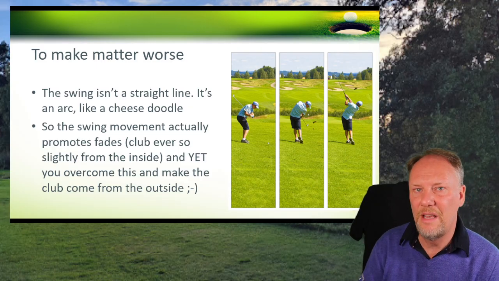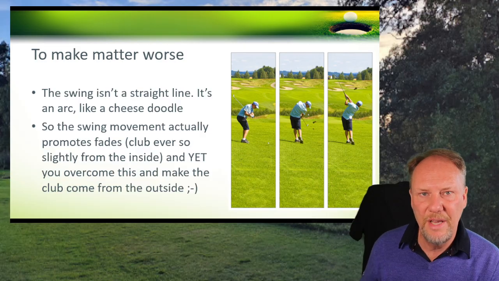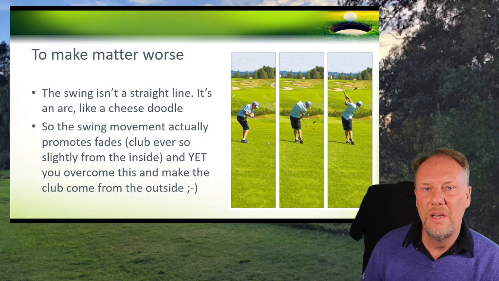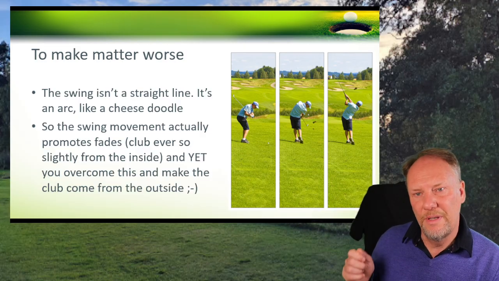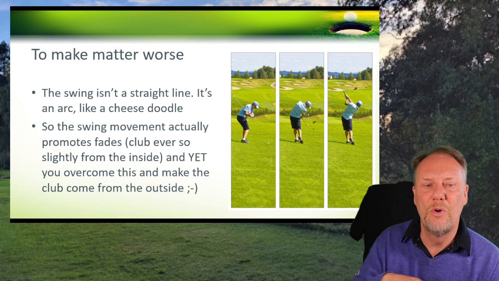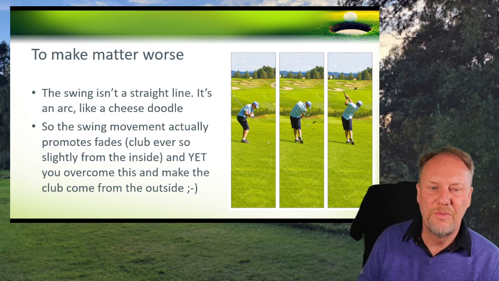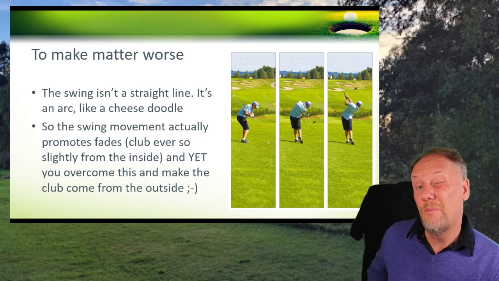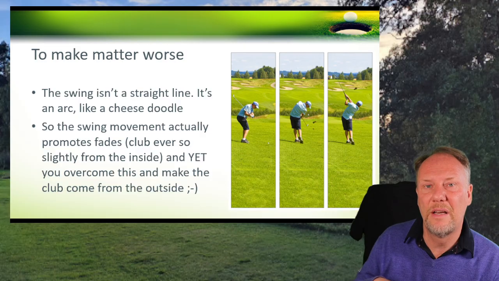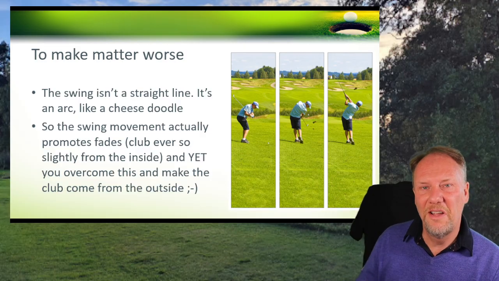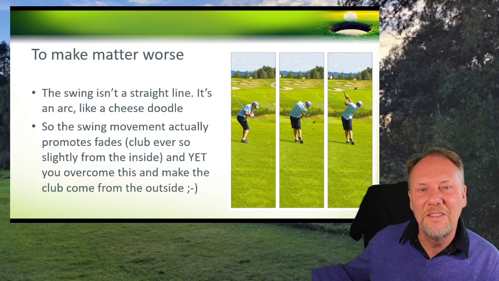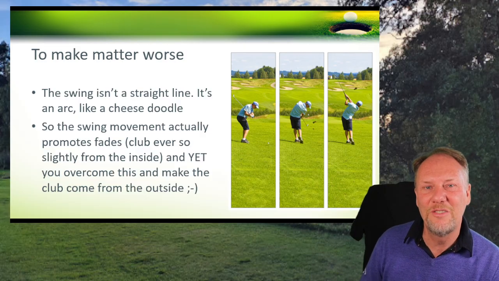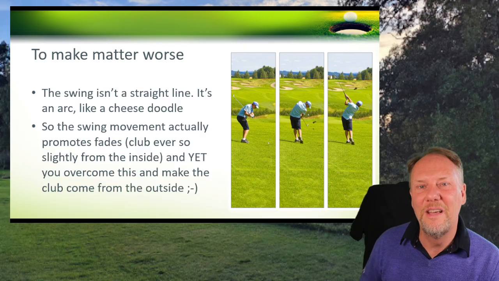And to complicate things even further, if everything was straight it would probably be easier, but the golf stroke is a circular movement, which means the swing isn't a straight line, it's an arc. So when you're hitting the ball, you are basically coming from the inside out if you have a normal arc. Us slicers have been able to overcome this and still hit it from the outside in, even if the natural movement is from the inside out.